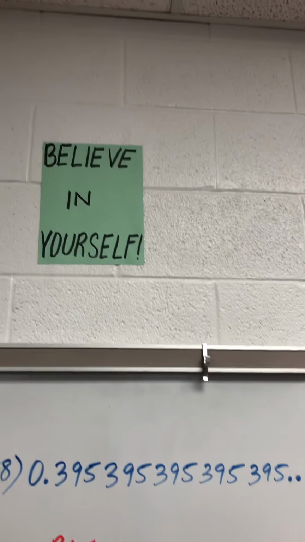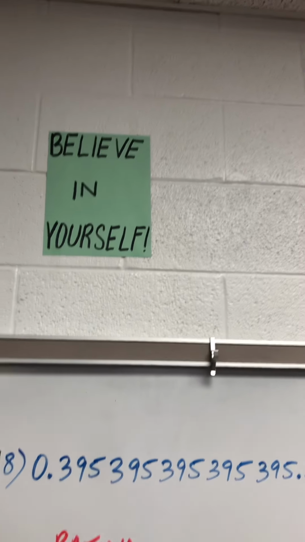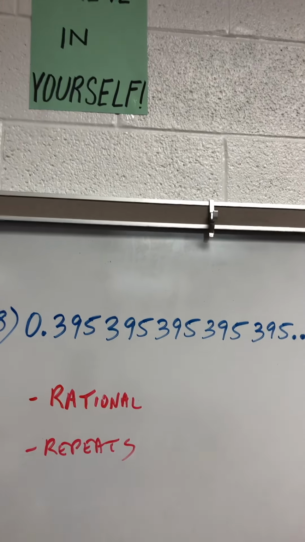0.395. This is 395 over 999. That is rational. It is a decimal that repeats.